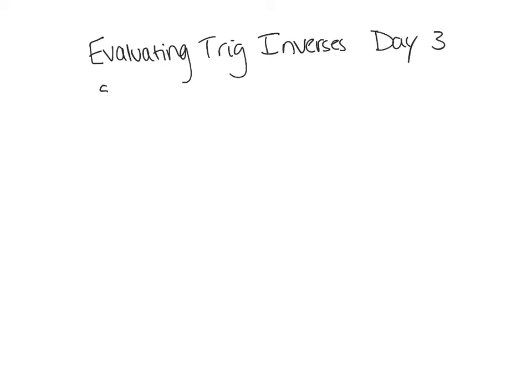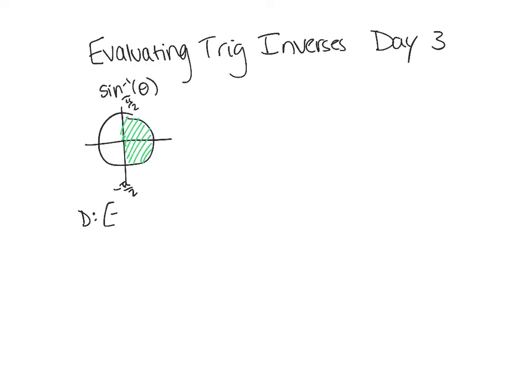So just a reminder, for sine inverse, we are only looking at quadrants 1 and 4. So we're only looking right here. And that is because we took the sine function and we restricted the domain to negative pi over 2 to pi over 2 including, so we're using brackets there. So that's where we're looking whenever we're talking about sine inverse.